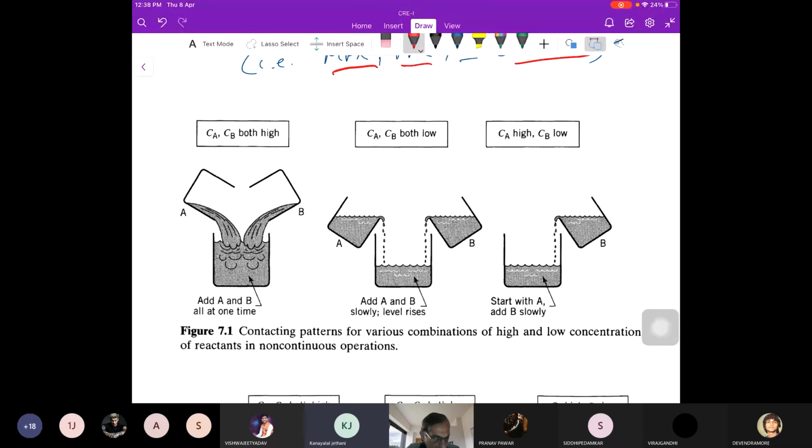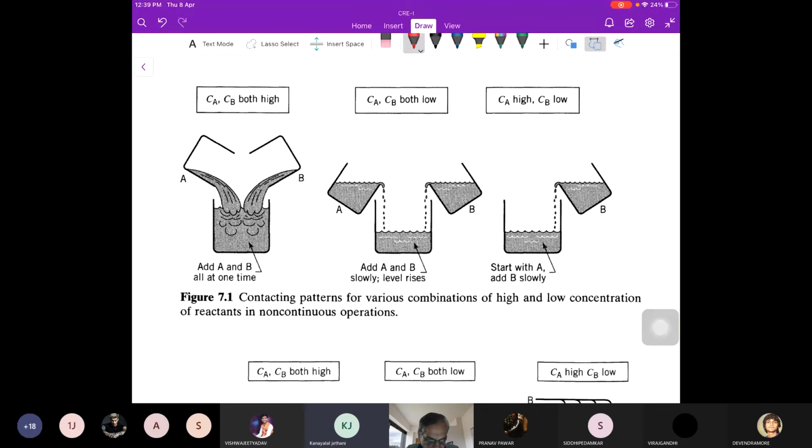Suppose you want both CA and CB high, depending on requirement. अगर CA CB दोनों high चाहिए अपने को तो कैसे करेंगे? कब जाएगा वो हमने देखा, right? When do we require high and when do we require low? That we have seen above. So what you can do is add A and B all at one time. You know, which reactor is this? Non-continuous operations, यानी बैच रिएक्टर.